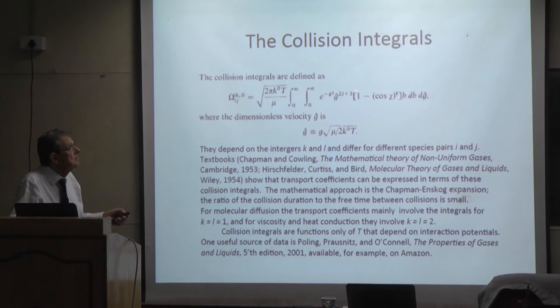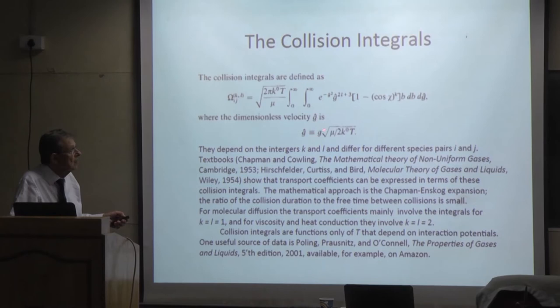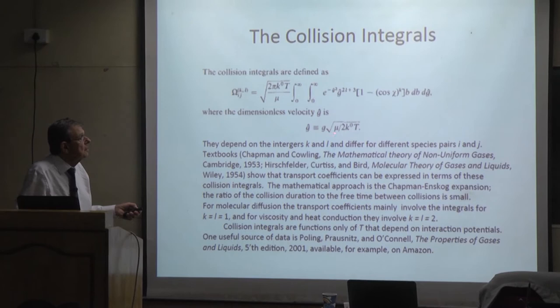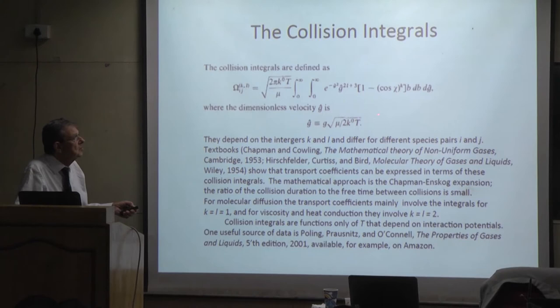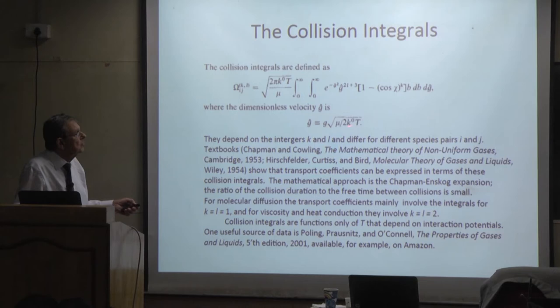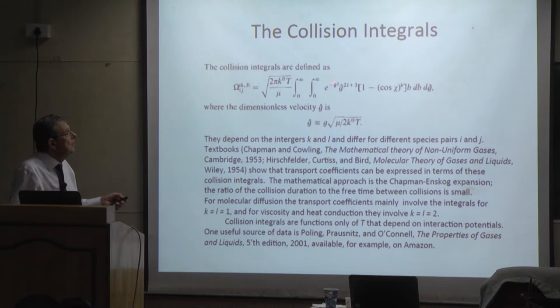And it also involves a non-dimensional relative velocity, that is the relative velocity of the two molecules divided by a velocity related to the kinetic energy, the square root of 2kT over mu, the reduced mass. So this is a non-dimensional so-called collision integral for molecule pairs I and J, with different powers of this relative velocity, 2L, and so K and L are integers in these collision integrals.